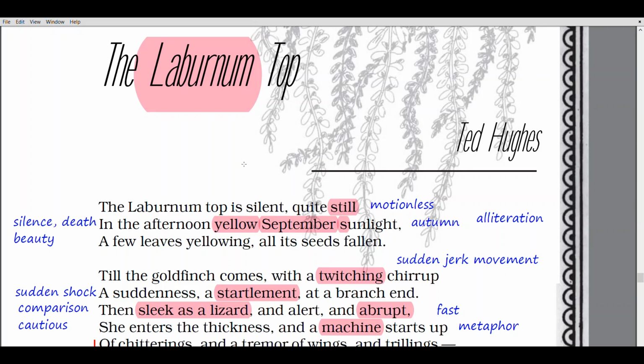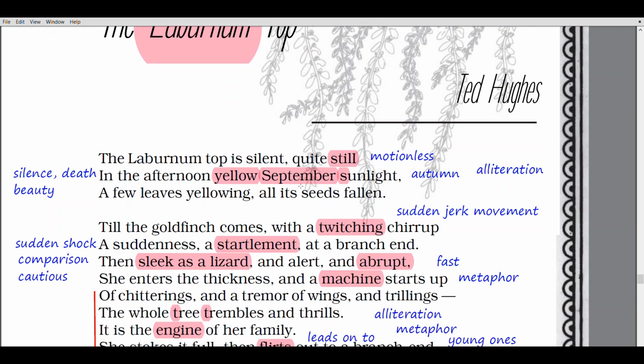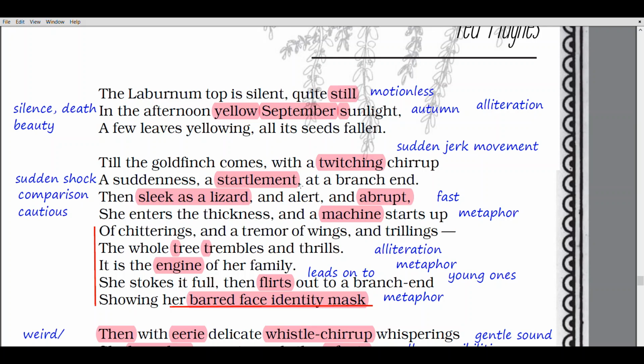So, our first chapter is going to be The Laburnum Top. It's a poem written by Ted Hughes. So, this is a poem about the relationship of a tree and a bird who considers the tree as a shelter. We will just go straight to the poem.